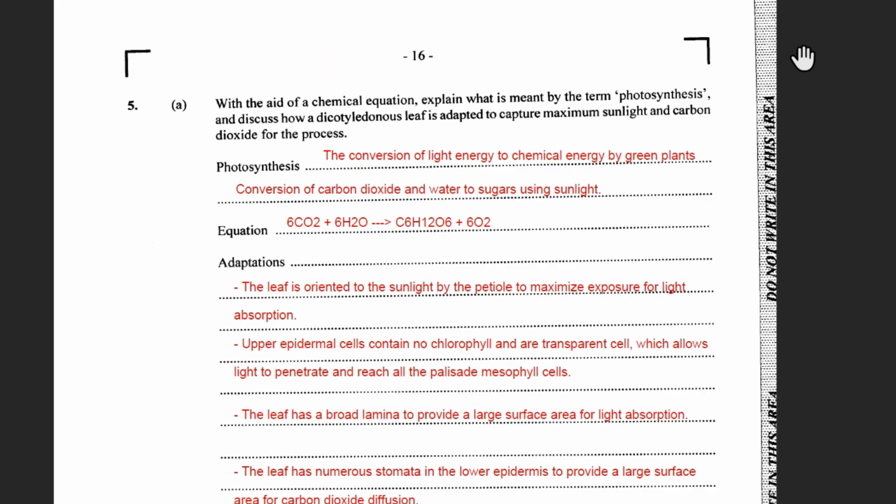Alright, so let's look at some questions here dealing with photosynthesis. Well, 5A, this is June 2016. With the aid of a chemical equation, explain what is meant by the term photosynthesis and discuss how a dicot leaf is adapted to capture maximum sunlight and carbon dioxide for the process. Basically, list the adaptations of the leaf. So the definition of photosynthesis: the conversion of light energy to chemical energy by green plants and also some photosynthetic bacteria. It is basically the conversion of carbon dioxide and water to sugars using sunlight.